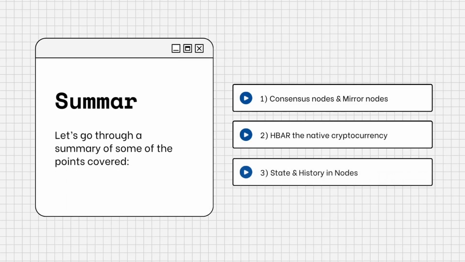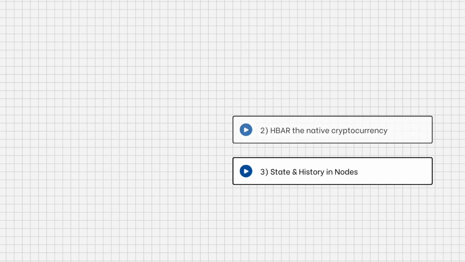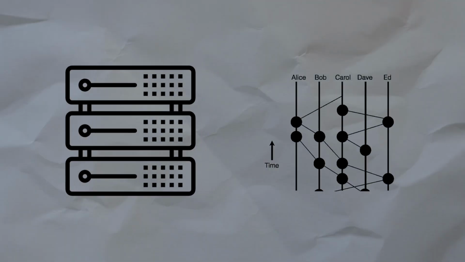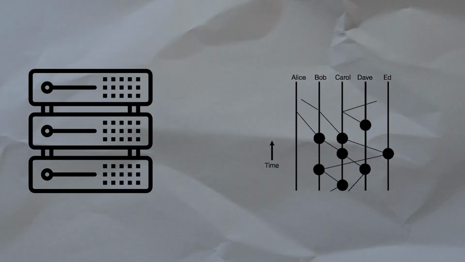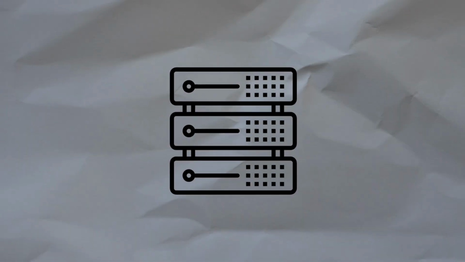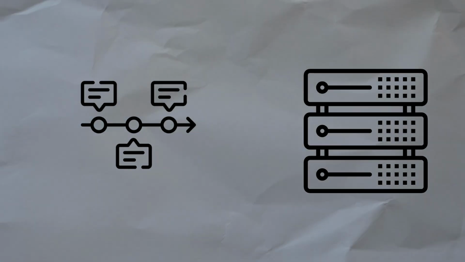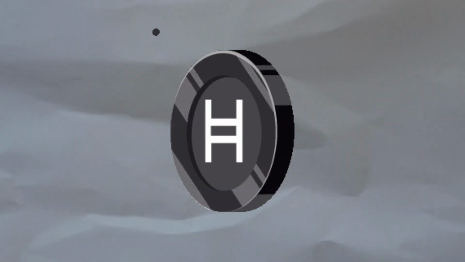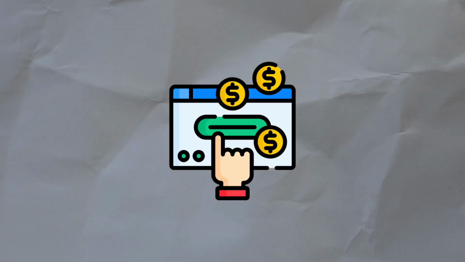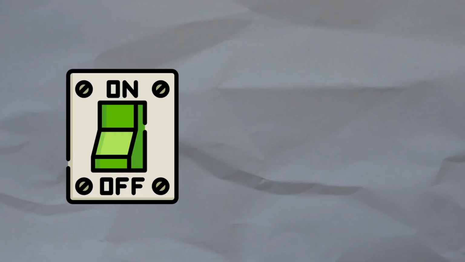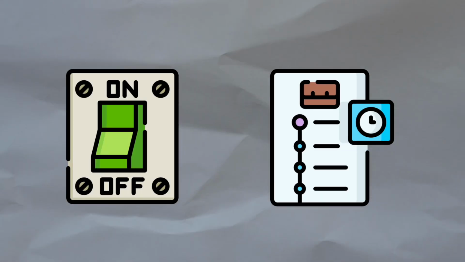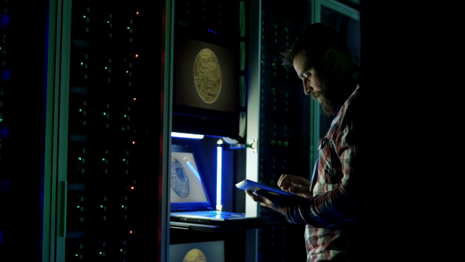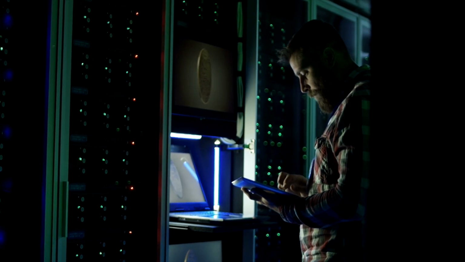Let's go through a summary of some of the points covered. There are two types of nodes in the Hedera network: consensus nodes and mirror nodes. Consensus nodes are full nodes that actively participate in the consensus process. Mirror nodes are nodes that store a copy of the network's transaction history and provide access to the data. They do not participate in the consensus process. Hbar is the native cryptocurrency of the Hedera network. It is used to pay for transaction fees and network services. State and history in Hedera. There is a main difference between these two concepts. This is reflected in the different functions that the mainnet nodes and mirror nodes play.